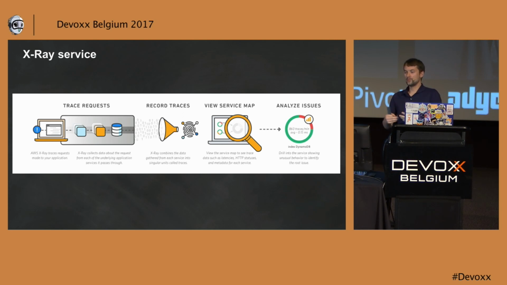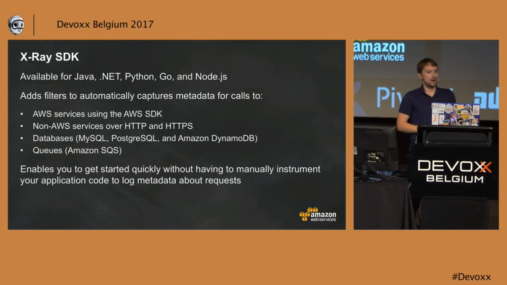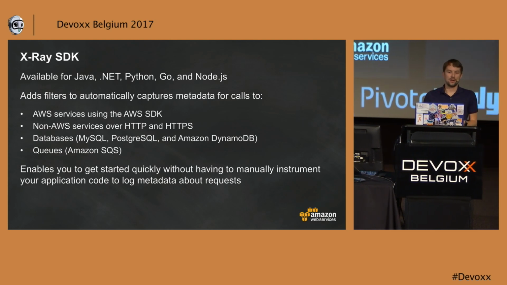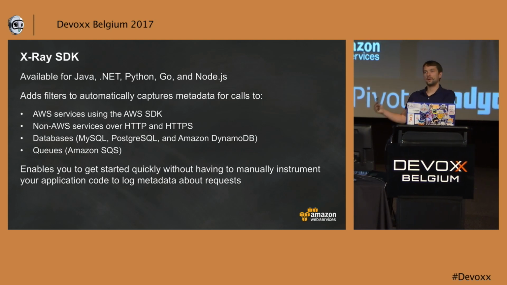And what you can do is you can actually see what your code is doing across data at any point in time. And I'll show you kind of how that works. And we have SDKs available for Java, .NET, Python, Go, Node.js. And you can add all kinds of filters that will capture various data for kind of querying and figuring out what went wrong.